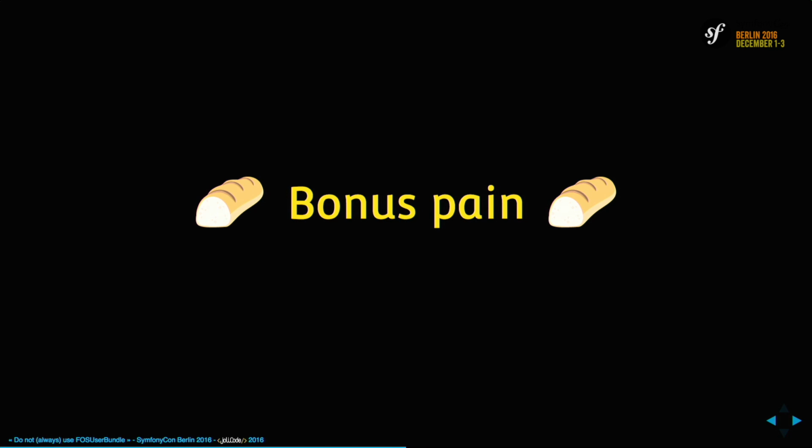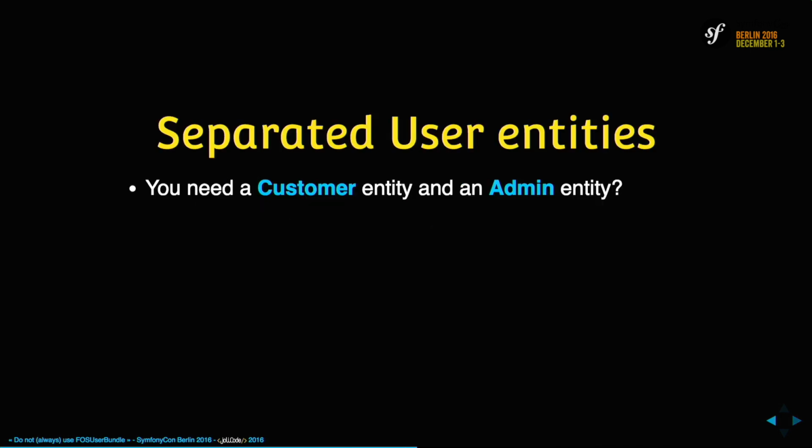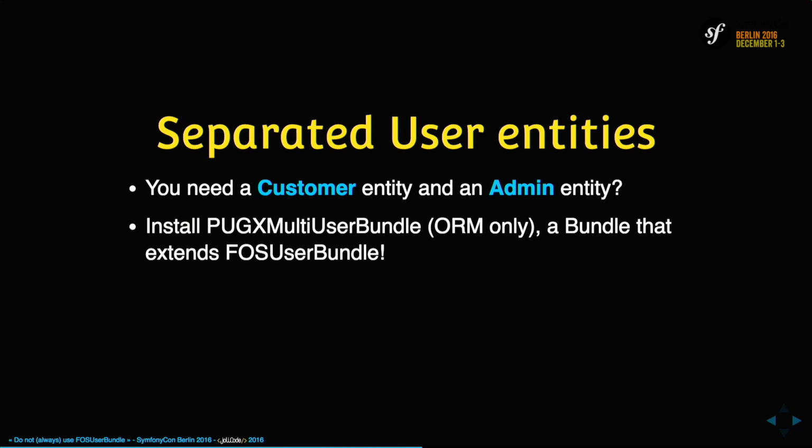Some bonus pain. What if you want to have two entities for different types of users, like one entity for the customers and one entity for the admins, because they don't have the same fields? The admin can't have an order or an address book, for example. You can do that with FOS user bundle. But you can install the PugX multi-user bundle, which is a bundle extending FOS user bundle. Do that at your own risk. This is not a recommendation.